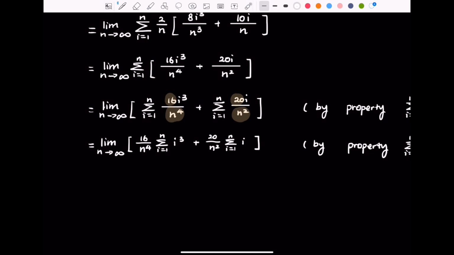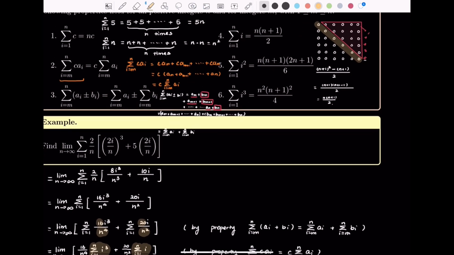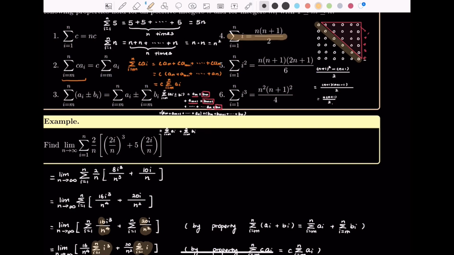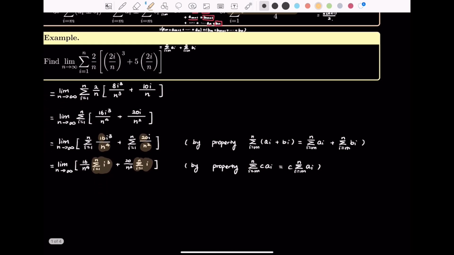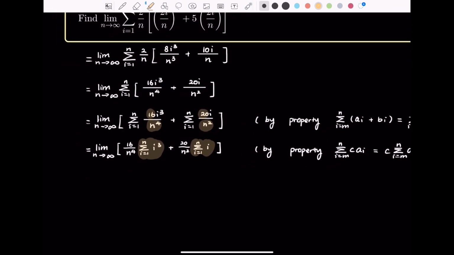Next, I noticed that I have a formula for this, for IQ. I also have a formula for I, for just adding them together. And they're right here. So I have this formula, I also have this formula, so I can use them, right? So let's use the two formulas I know.